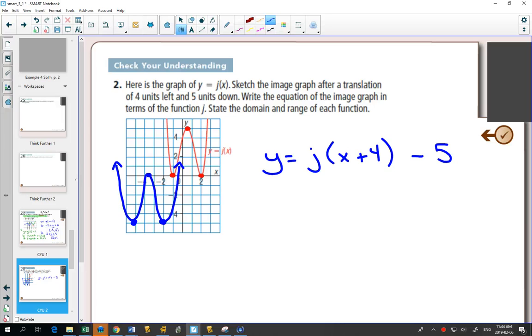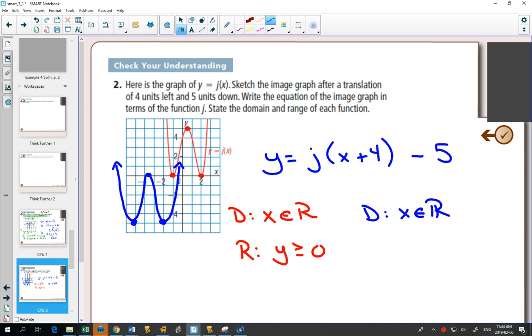State the domain and range of each function. So we'll do the red one first. My domain is everything. My range is y values are greater than or equal to 0. Then right beside it, my domain is still everything after I've moved it left and right, but now my range is y is bigger than or equal to -5.